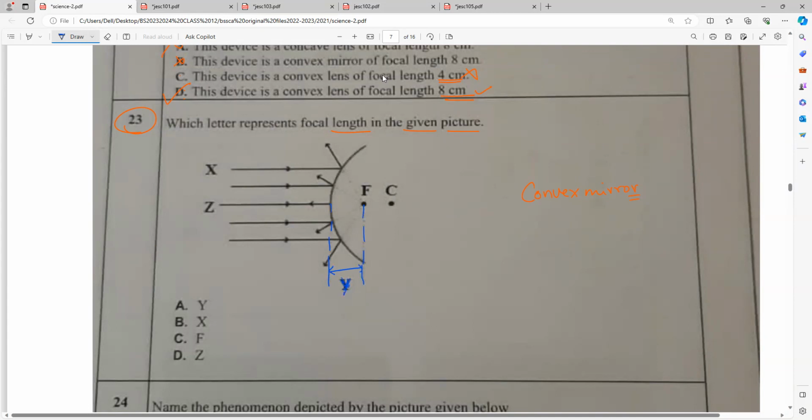Which letter is representing the focal length? Focal length means what? Distance between the pole and focus. Pole is here, focus is here. So what is the answer? Y. Y is the letter which is representing the focal length. Make it quick.